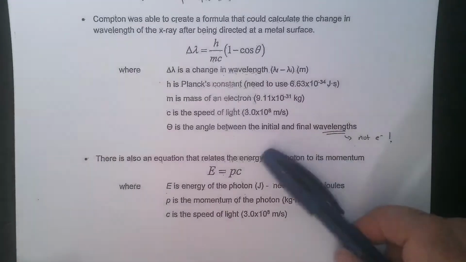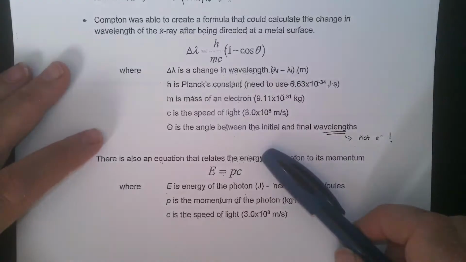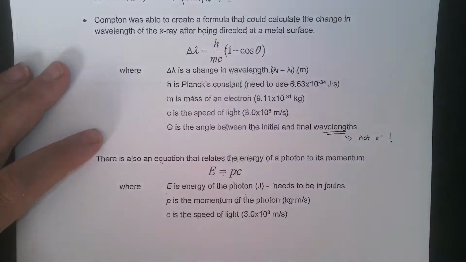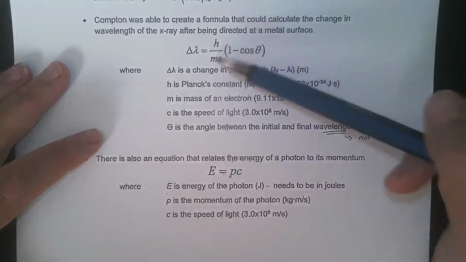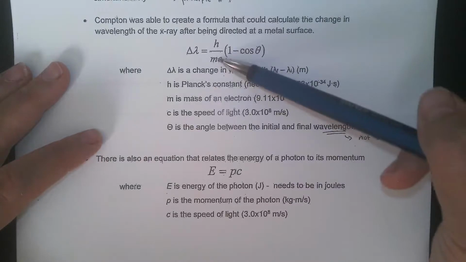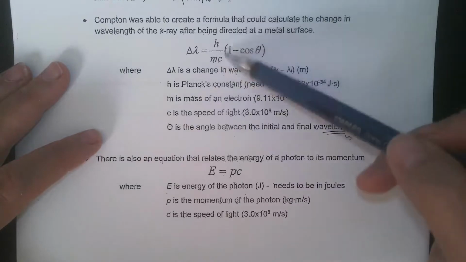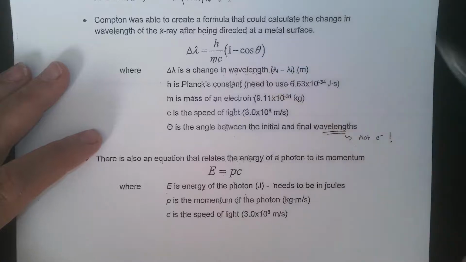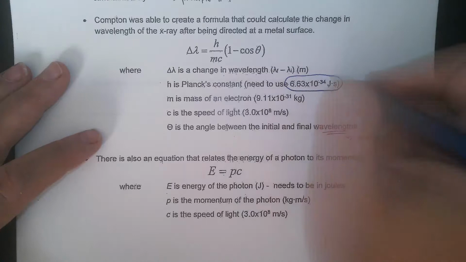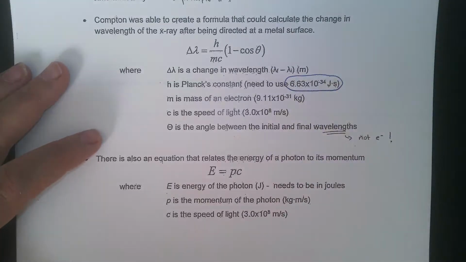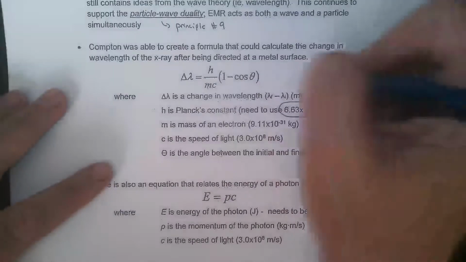So Compton was able to create a formula that could calculate the change in wavelength after it was directed at a metal surface. And this is what he came up with through all of the experiments that he was doing. Planck's constant is still a part of the equation, and now we're looking at mass multiplied by the speed of light, and then we multiply that whole piece by 1 minus the cos of theta. So again, Planck's constant has to be 6.63 times 10 to the negative 34 joule seconds, and theta is the angle here.